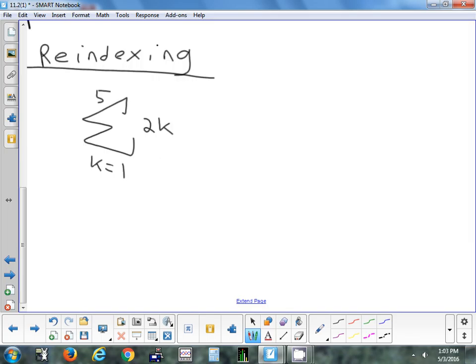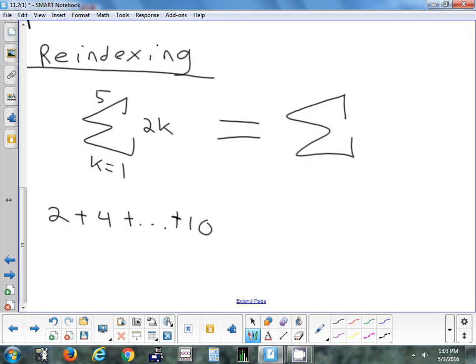Right, so the first term, you plug in 1. 2 times 1 is 2. Second term? 4. Yep, plug in 2 for k, 2 times 2 is 4, and so on until you get to the last term, 5. 2 times 5, 10. Okay, let me show you another way you can write that. That's the same thing. I'm going to go from k equals, well, I could do 4, but I'm going to do from k equals 0 to 4 of 2 times k plus 1.